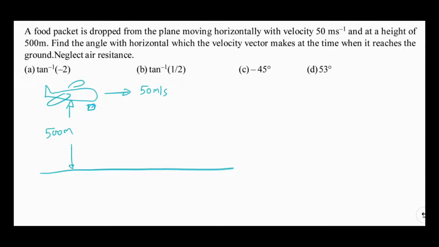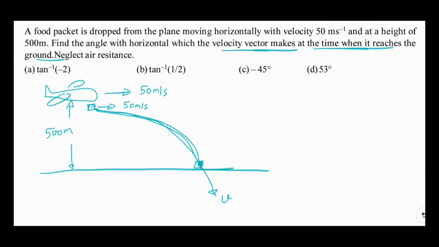Now, as the food packet is just dropped from the plane, it should also be moving with the velocity of the plane because it was moving with the plane. So, when it is just released from the plane, the velocity of the plane and the velocity of the food packet should be equal. And this food packet is going to move in a path taken by a horizontal projectile. So, this should be the kind of path taken by this food packet. And we need to find the velocity vector's angle at the time when it reaches the ground. So, we need to find the velocity of this packet and the angle of that velocity.